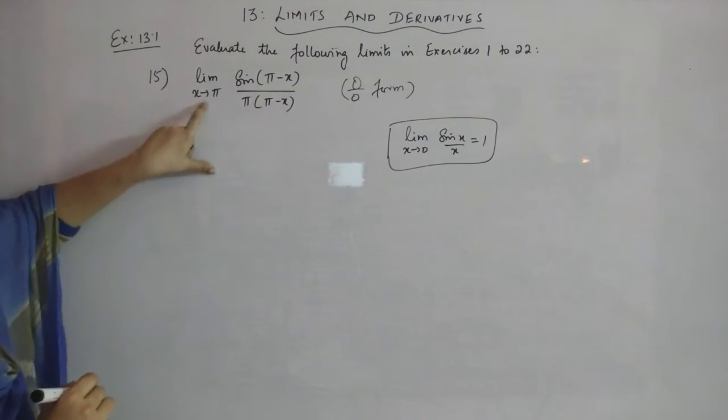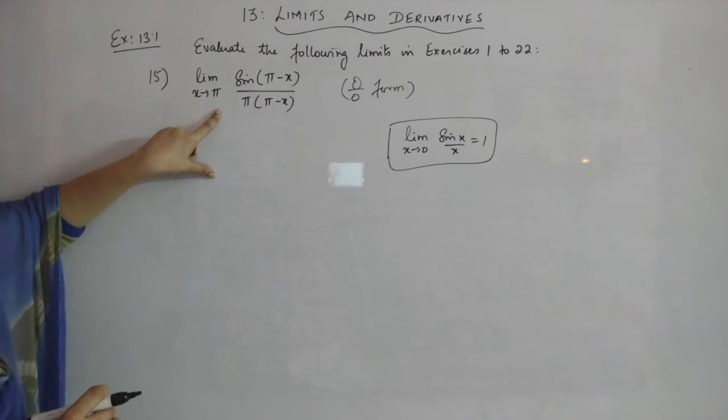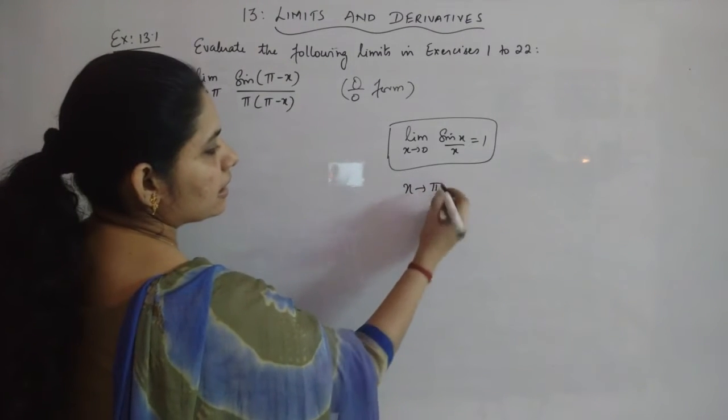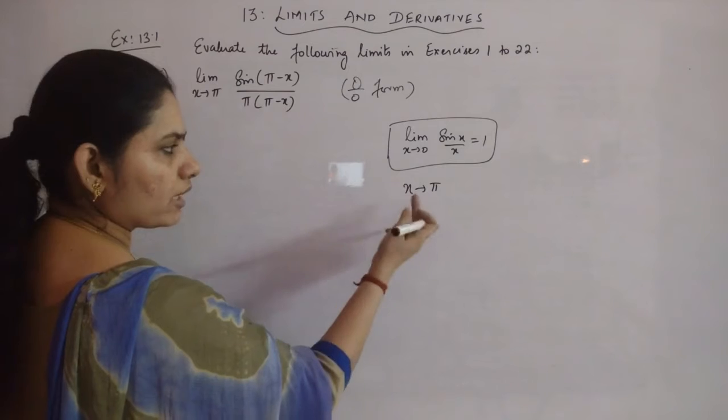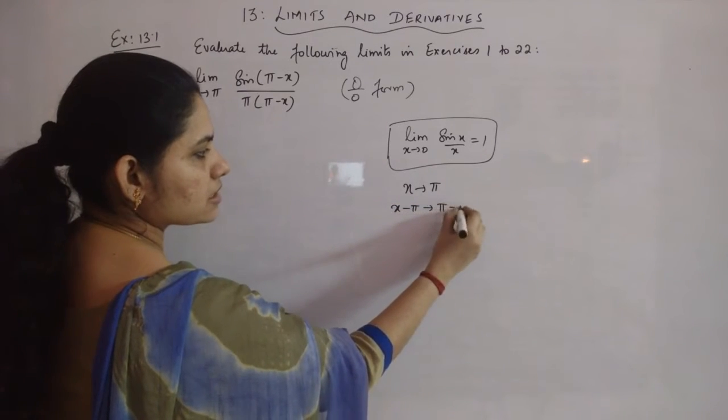But the limit is not tending to 0. So the first purpose is to make the limit tend to 0. Now how? We will just see, if x is tending to pi, if I take pi to the other side, or I can say that if I am subtracting pi on both sides, I will get like this.